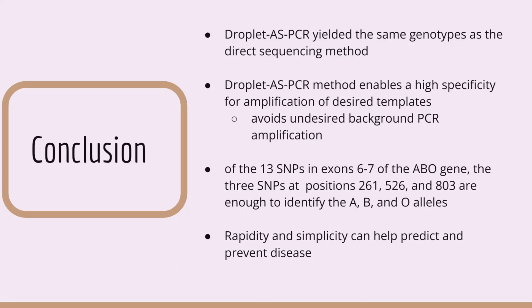The droplet ASPCR method enables a high specificity for amplification of desired templates and is able to avoid false DNA amplification, which can occur in conventional PCR. The method presented was able to provide specific amplification using allele-specific primers for the single nucleotide polymorphism sites at positions 261, 526, and 803 in exons 6 and 7 of the ABO gene. These 3 SNPs were enough to identify the A, B, and O alleles which occur frequently in the test population.